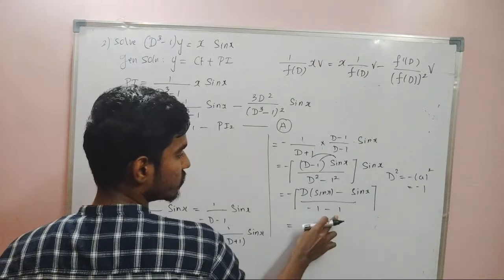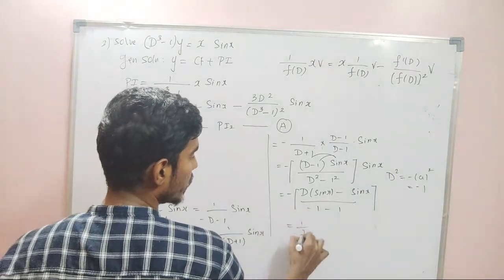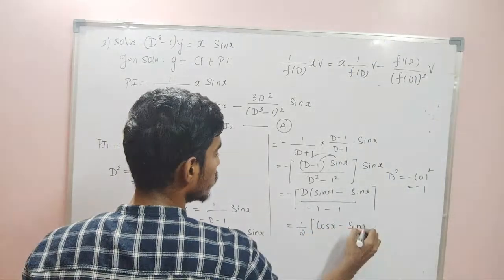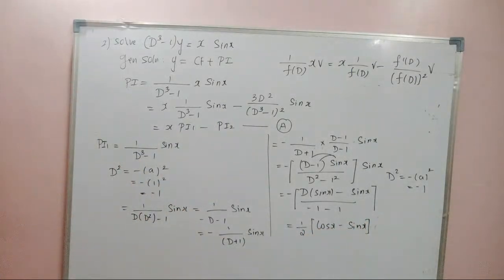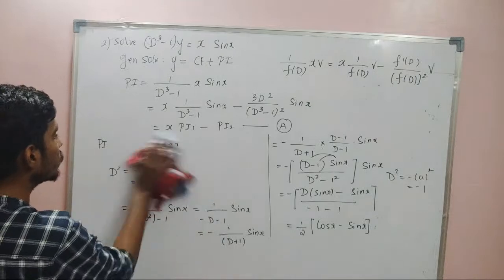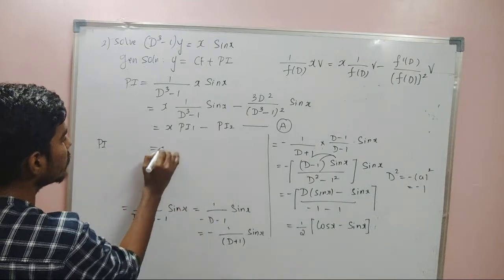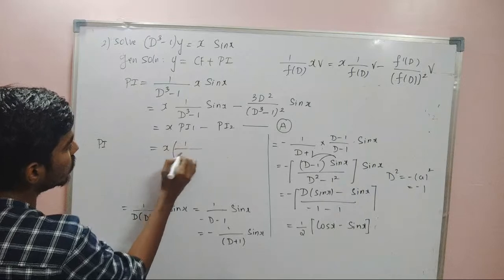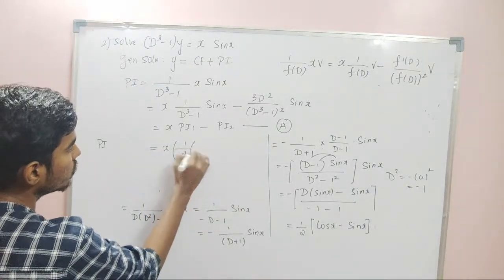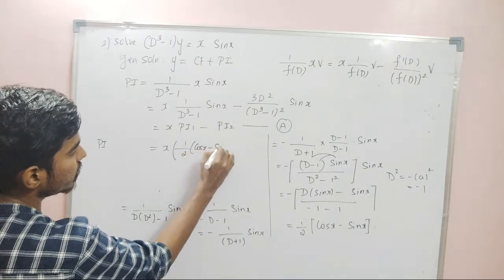So this will be minus 2, so minus 2 minus will be plus 1 by 2, d of sin x. The derivative of sin x is cos x, so this will be minus sin x. So PA1 is 1 by 2 cos x minus sin x, right? So instead of PA1, I'm going to write x into 1 by 2 into cos x minus sin x.